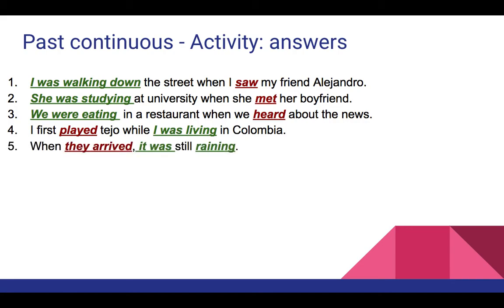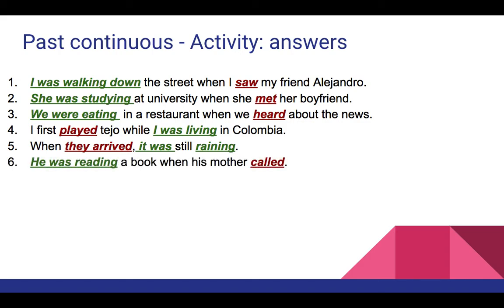Number 5, when they arrived, it was still raining, or it was raining still, you could say. It's more common to put this adverb, still, in between to be and the ing. It was still raining. So they arrived, action, and it was still raining. It was raining before they arrived, and it was raining after they arrived. So it was raining the whole time.